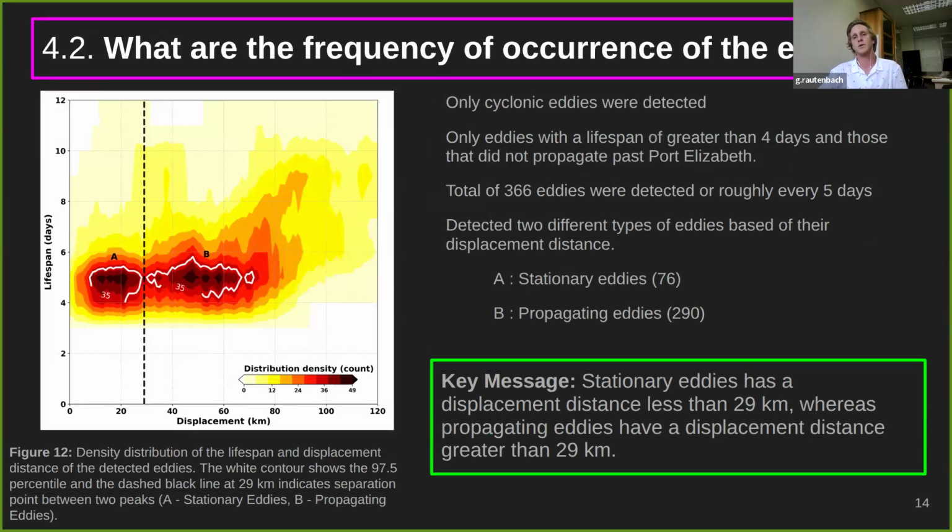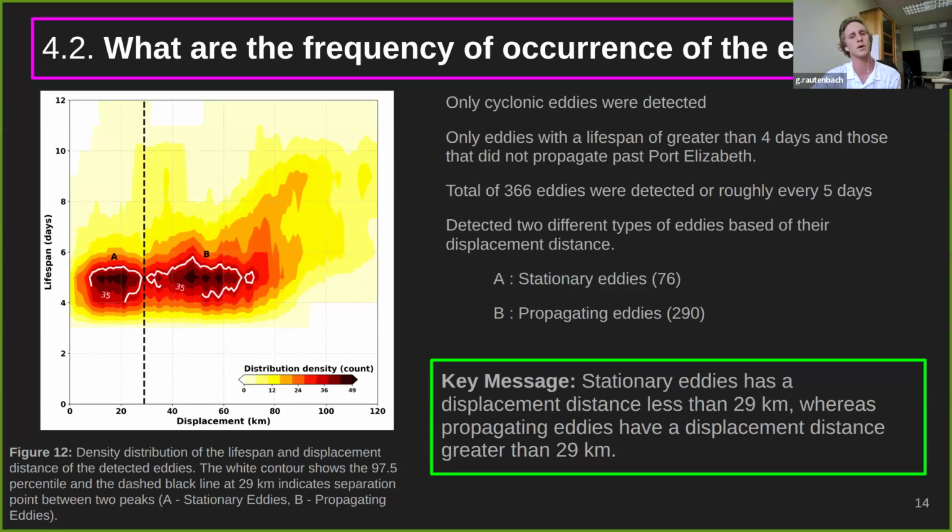So we applied our eddy detection algorithm to the entire model run. Obviously, I had to do some post-processing. Basically, I removed eddies that had a lifespan shorter than 4 days because they were considered noise. And I removed eddies that propagated past Port Elizabeth because we considered them anomalous events, or Natal Pulses. There were only 2 of those events. It was just really large anomalous features that we removed. In total, we detected 366 eddies over 5 years, which gives us roughly an eddy every 5 days. So these events are quite frequent, or even semi-permanent, as mentioned earlier.